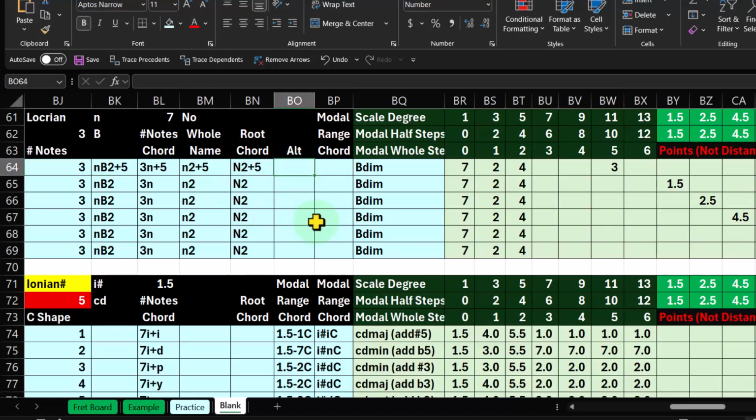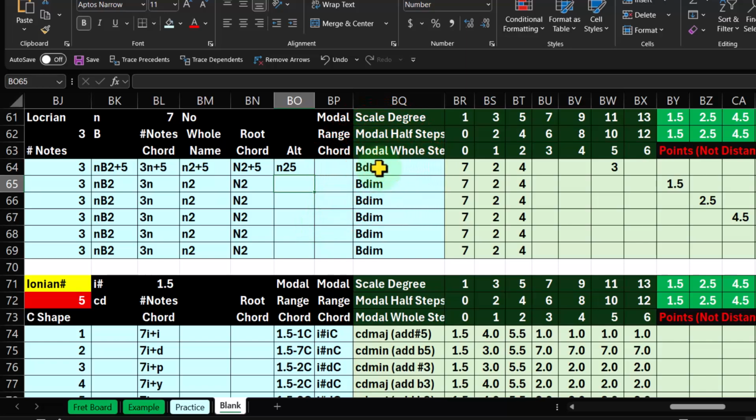If I want to write it as succinctly as possible, I can just call it an N25, because it's not a 25. There's no digits that are going to go over 10. Therefore, I don't really need the plus. I could just call it a Locrian 2 modal whole step 5, right? And that means it's going to be another note that's going to be 5 modal whole steps up.